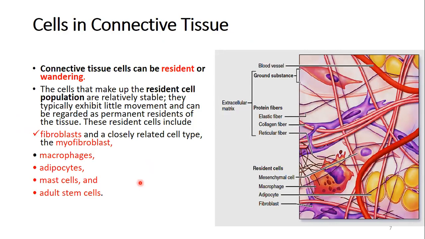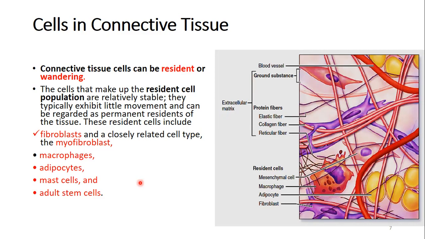So cells of connective tissue are broken down into two broad categories. We have what we call wandering cells and resident cells. Resident cells, these are cells that we are going to find in connective tissue at any given time. So they are permanent cells of connective tissue.